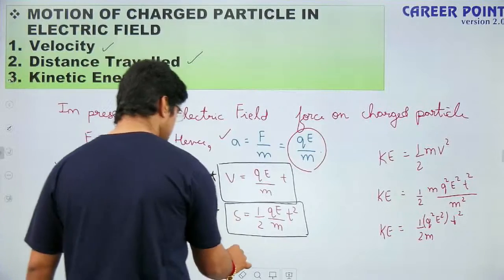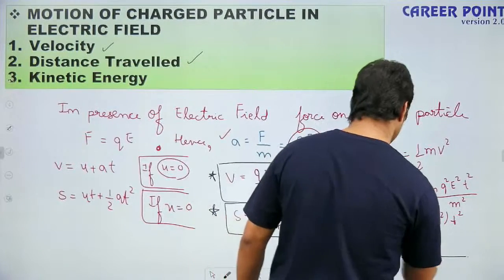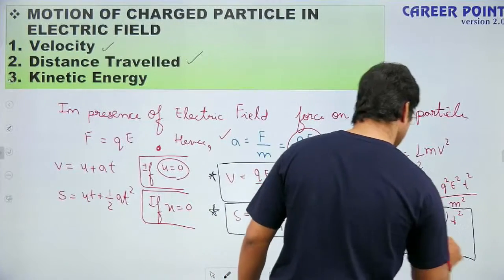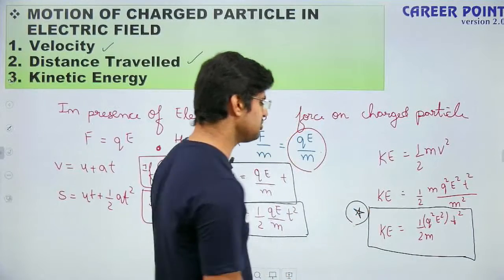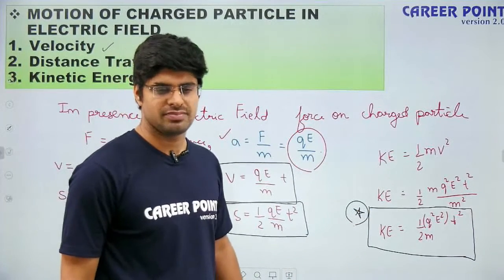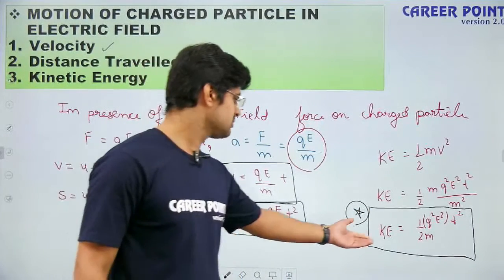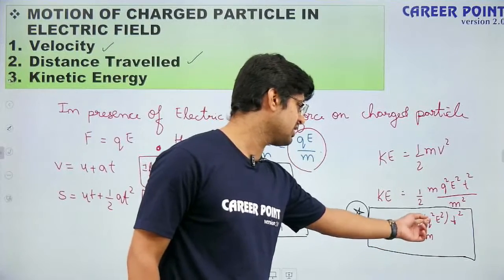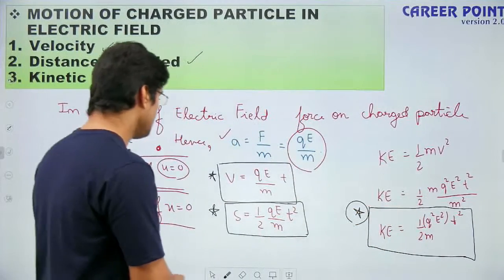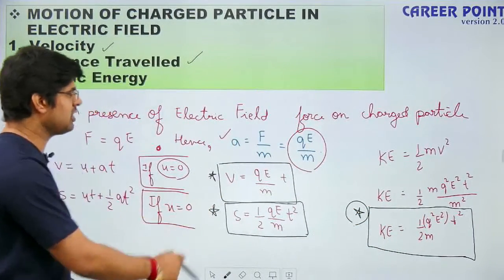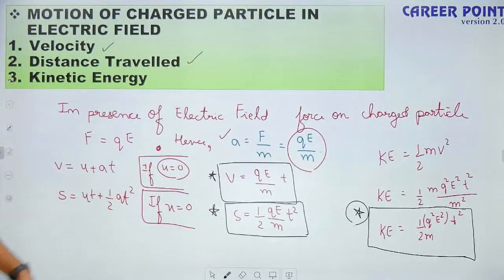So that is the kinetic energy coming in the presence of electric field for the charge q having mass small m. Is that clear or not? So this is the expression for kinetic energy, q square e square by 2m into t square, and the rest are expressions for velocity and distance travelled.